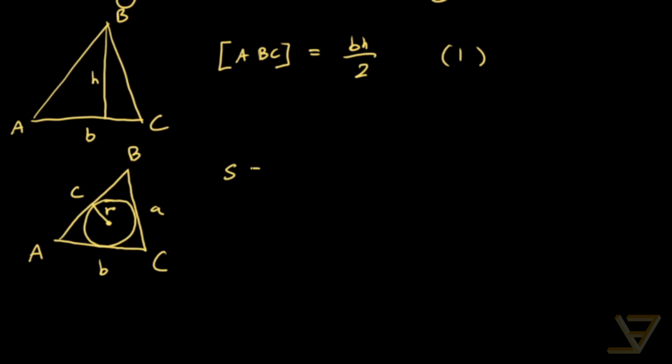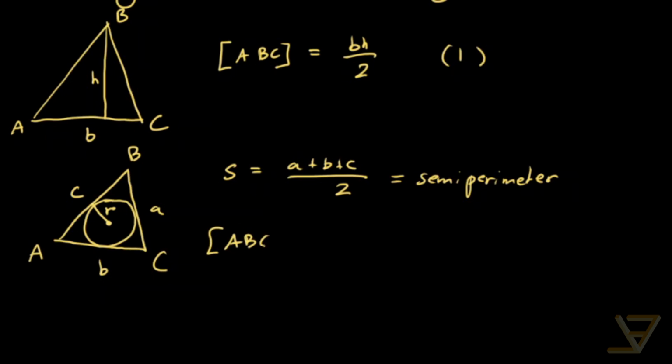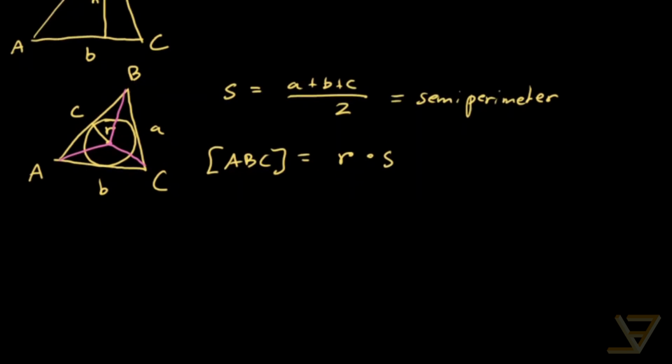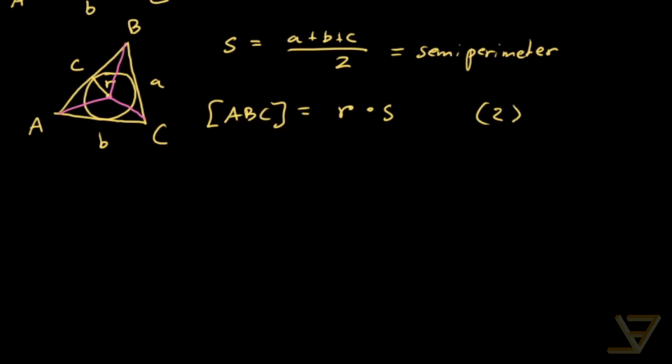And we're going to call the side lengths A, B, and C. And we're going to let S equal A plus B plus C over 2. And that's the semi-perimeter because it's equal to half of the perimeter. And it turns out that the area of ABC is equal to R times S. And you can do that by breaking the triangle up into 3 triangles like this. And I'll leave that proof to you. So that's our second method.